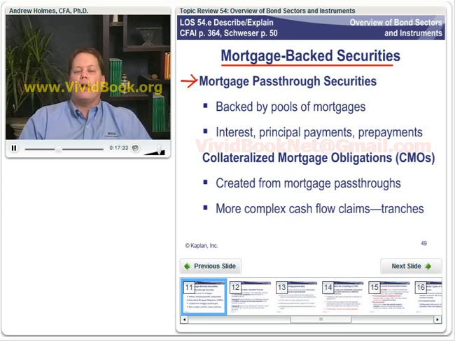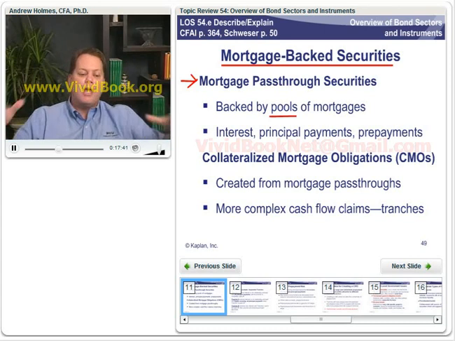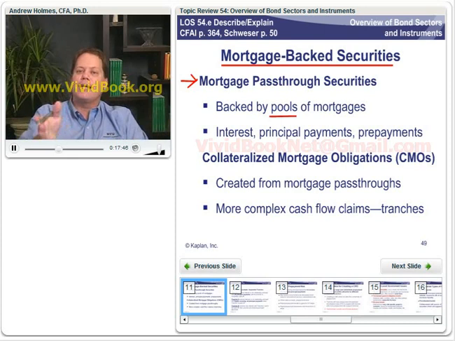Let's call it $100 million. That's too small, but that's a good number to work with. We'll call it $100 million worth of mortgages. So we're going to go out and buy mortgages till we get $100 million worth, and we're going to put them all in a bucket. And then we are going to sell off an undivided interest in this pool of mortgages.